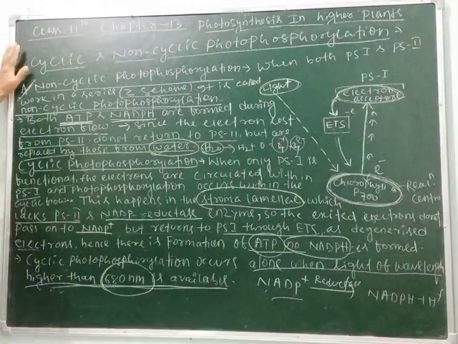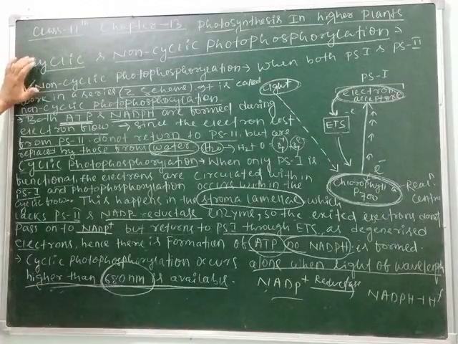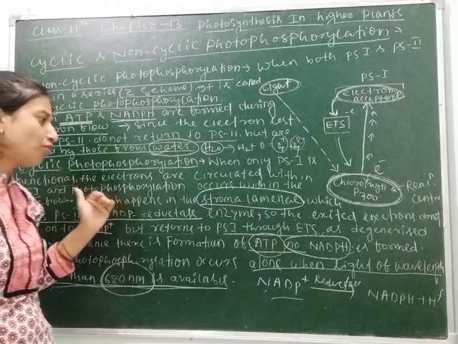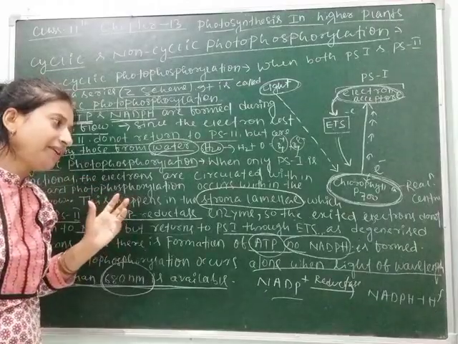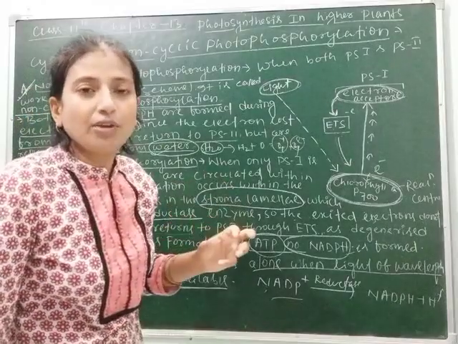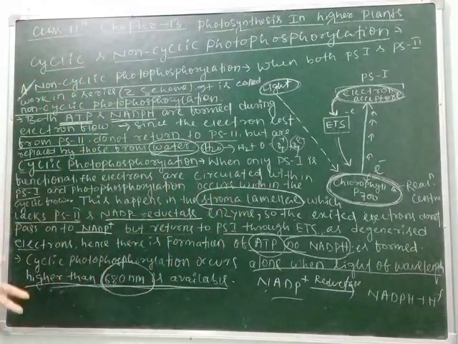Remember students, this is one of the most important topics of this chapter, and you can get many questions from it, like why NADPH is not synthesized in cyclic photophosphorylation. Then what will be your answer? Because it lacks PS2 as well as the NADP reductase enzyme.